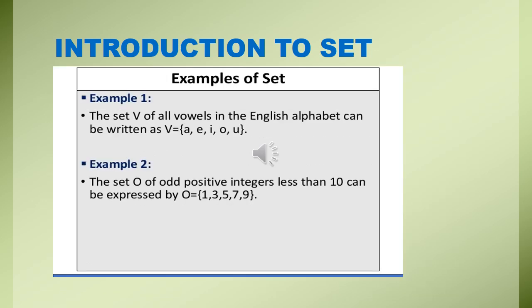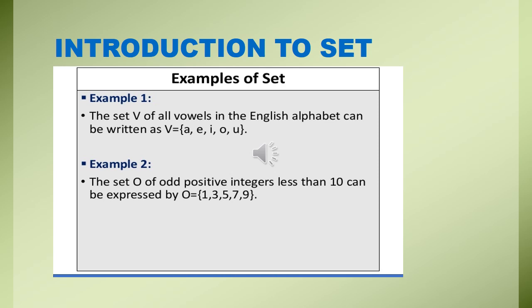Good. My younger mathematicians, do you know how we show the set? We use a capital letter to show the set. Suppose we have the set of vowels in the English alphabet, then we show it by capital V and then we write all the elements of the set. What are the vowels in the English alphabet? A, E, I, O, U. Clear? And we write all the elements separated with commas and place all the elements within curly brackets. Clear? Good. Now comes example 2. The set of odd positive integers less than 10.